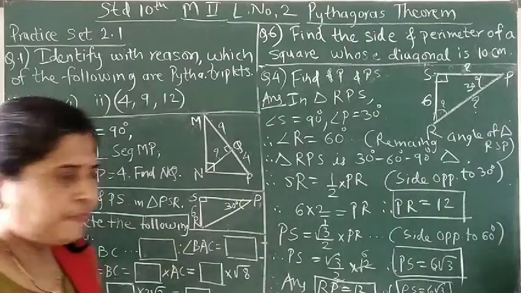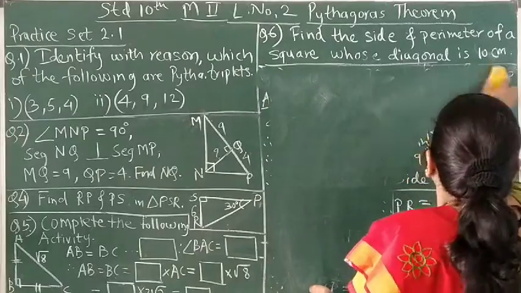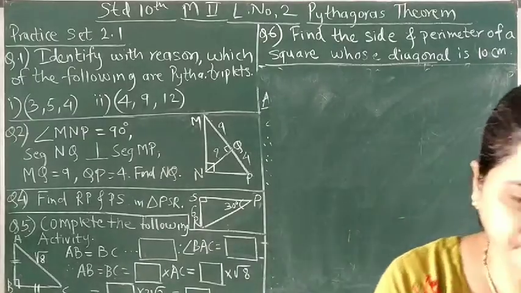Now let's see question number 5. Let me draw the figure of question number 5 here, and it says: complete the following activity from the information given.